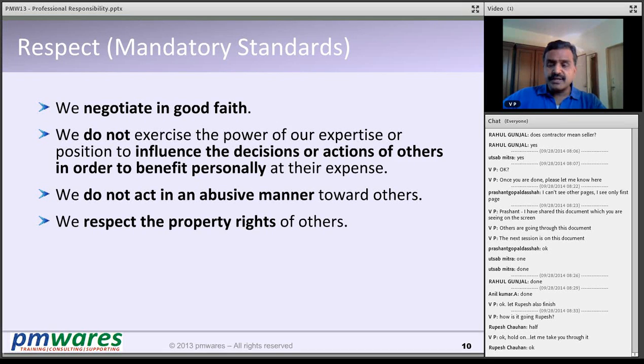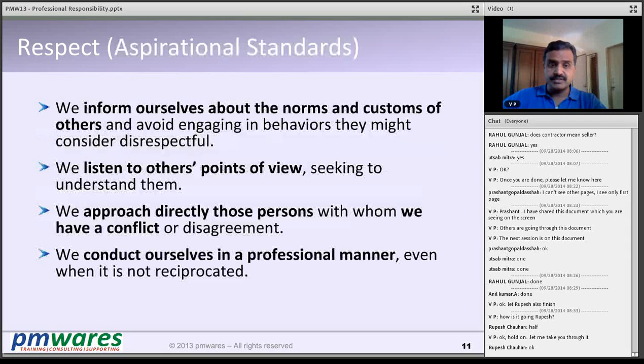Do not take any action. Do not influence other people for your personal benefit. Do not act in an abusive manner, and respect the property rights of others and the viewpoints of others. What are the inspirational things in that?